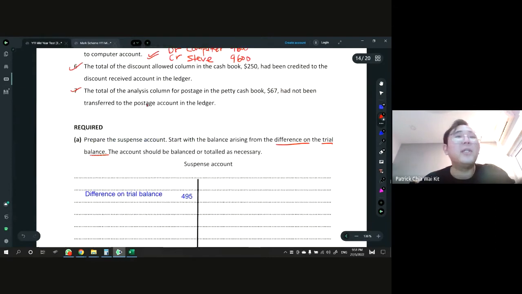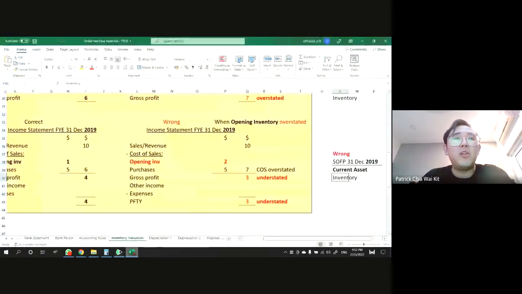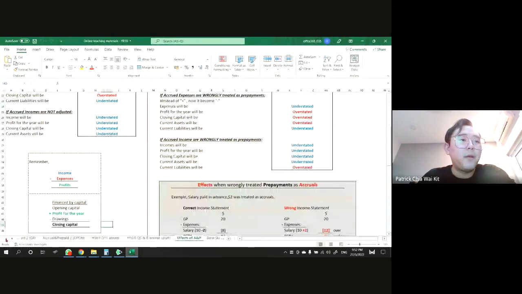Seven. The total of the analysis column for postage in a petty cash book has not been transferred to the postage account in the ledger. So what they mean by that is, he's supposed to open a postage account, but he didn't transfer, meaning they didn't open a postage account, right? But they did correctly for the petty cash part, right? Total of the analysis column. So if you guys are not sure what I'm technically talking about, I just want to show you a quick one.